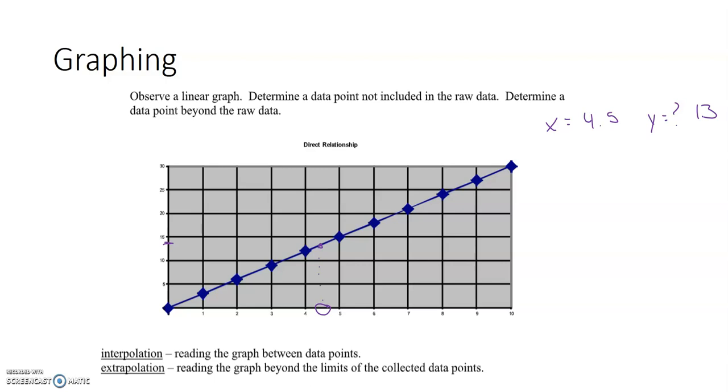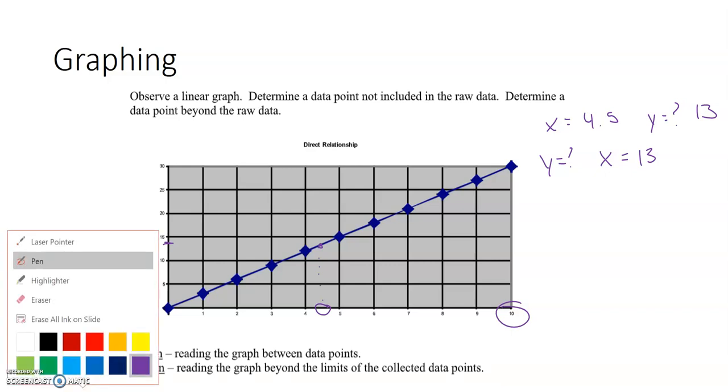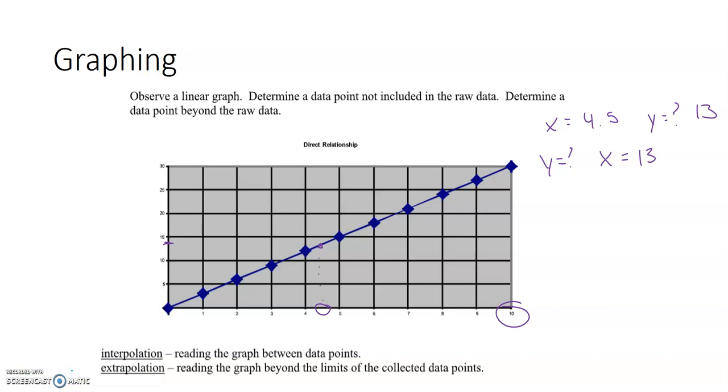We can also extrapolate, and that would be if we wanted to know what y was equal to when x is outside of our data range. So let's say when x is equal to 13. See how our x values only go to 10? So this is outside of a range of data. We extrapolate. First, we need to write the equation of this direct relationship.